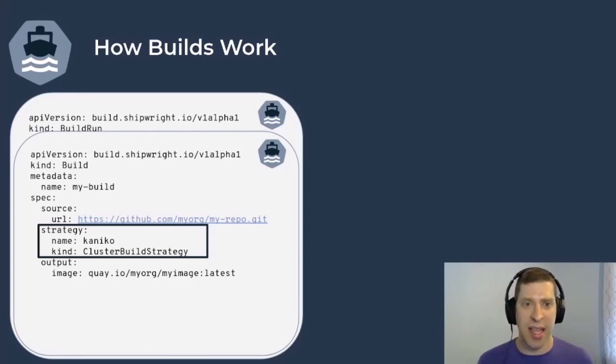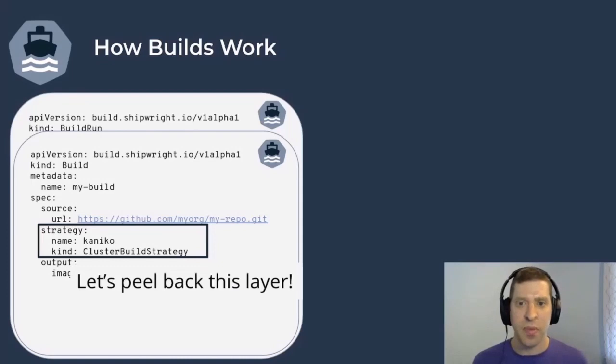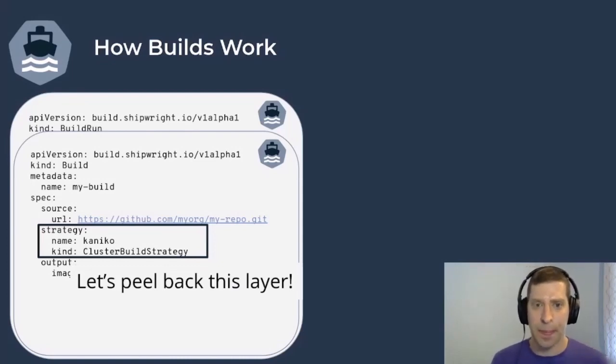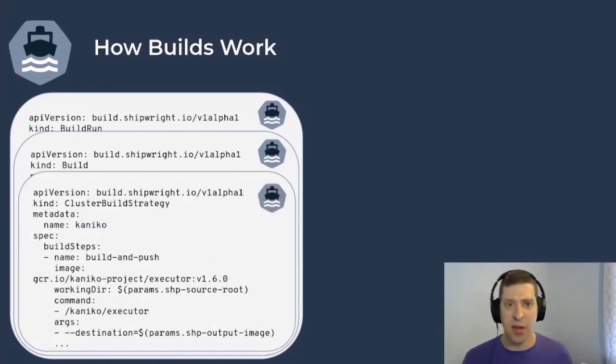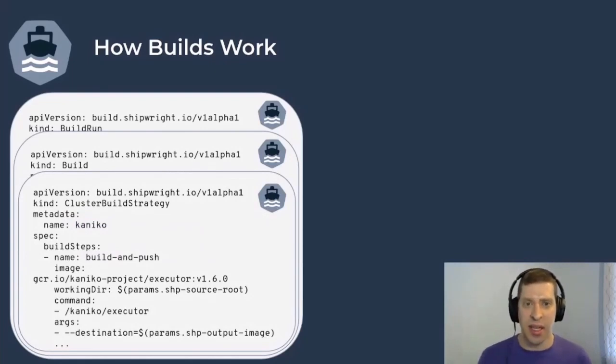This doesn't tell us anything about how the source code will be assembled into a container image. For that, we will need to reveal the next layer of the API, the build strategy layer. So let's peel it back once more. Now we're at the innermost layer, the build strategy. In front of you is a snippet of Kaniko's example build strategy, which you can see in full detail on Shipwright's GitHub repository. Kaniko is a tool published by Google that can assemble an image from a Dockerfile within a Linux container, like one that runs on Kubernetes.